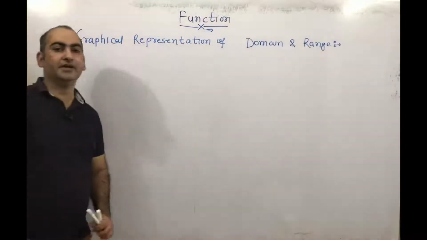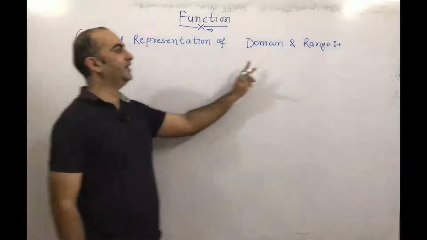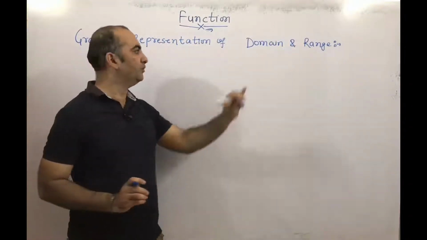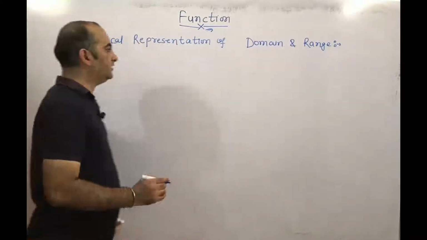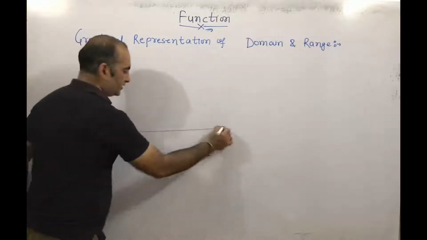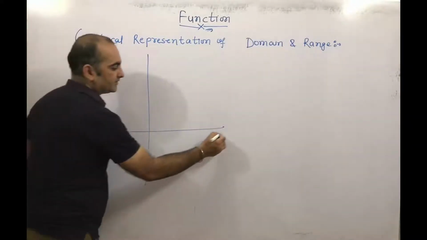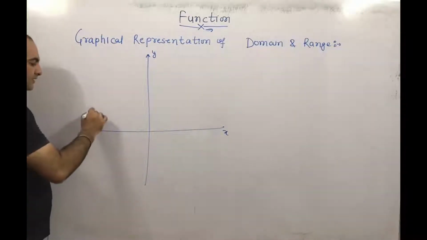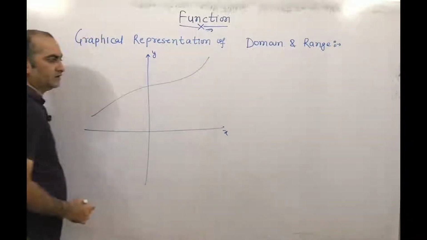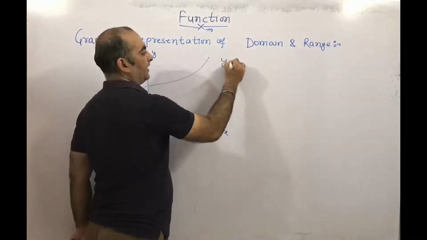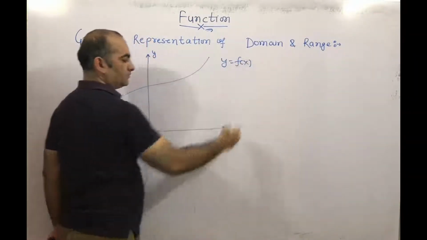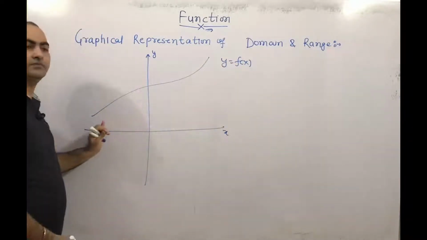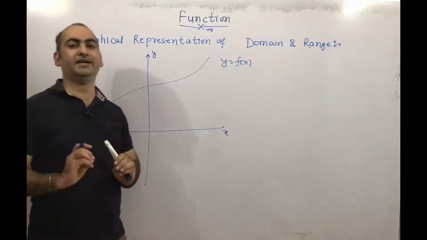Next we are discussing graphical representation of domain and range. If a function graph is given, then how to find the domain and range. For that, suppose this is x-axis and this is y-axis. Now a graph of a function is given like this. This is y equal to f(x), and this graph is this one. So how to find the domain and range?